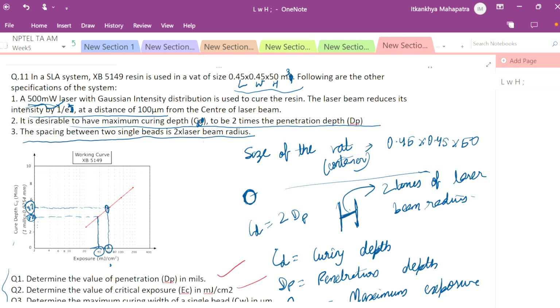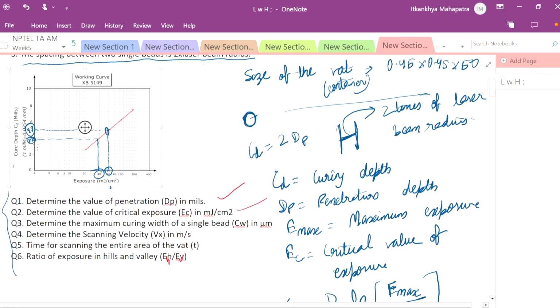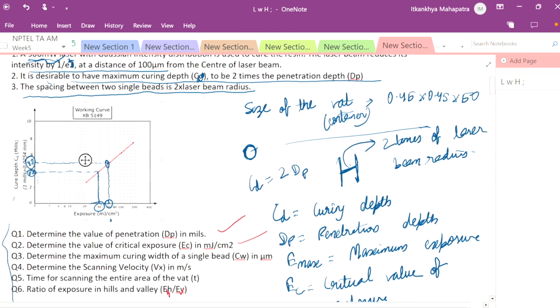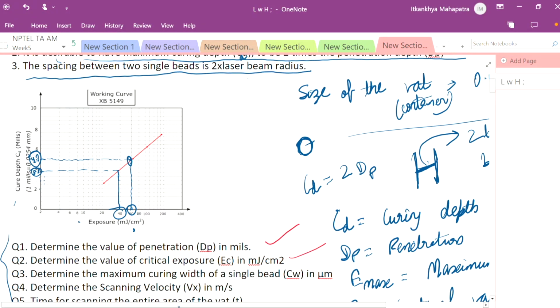One more condition is given, that it is desirable to have the maximum curing depth CD equal to 2 times the penetration depth. Now we have to find all these values. So this is your working curve. In this working curve we have the exposure on the x-axis and the curing depth on the y-axis. Now I have considered 2 points here, one at exposure 40 and one at exposure 60.